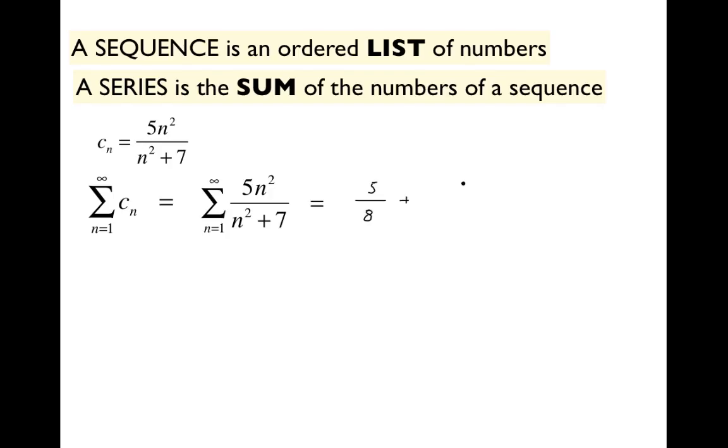And then 20 over 11. 45 over 16. Let's do one more. 80 over 23. Okay? And on and on and on.